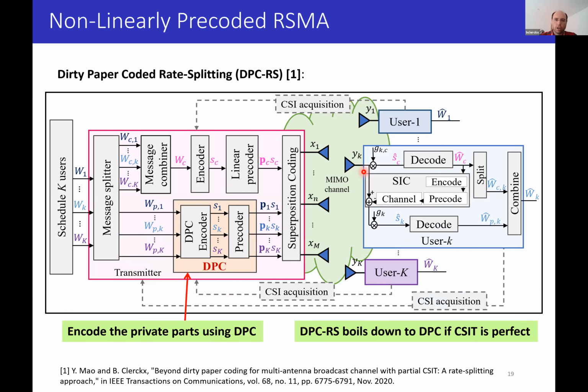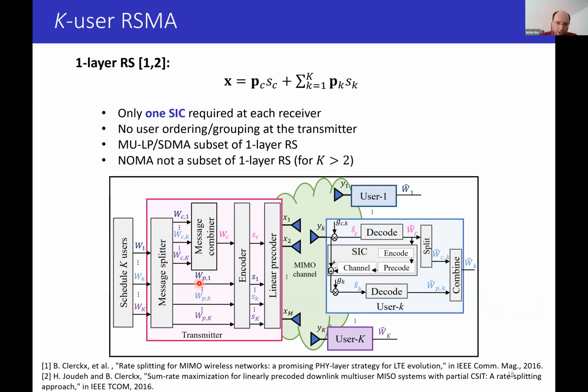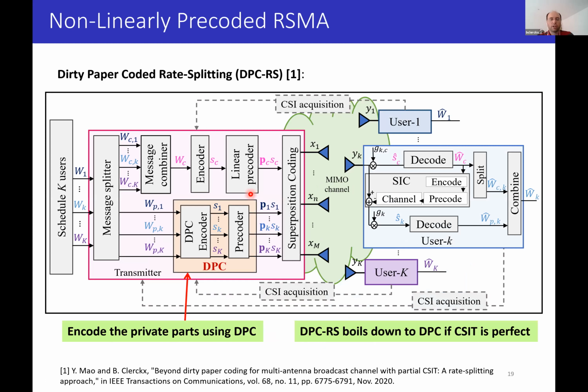Right. So the important thing here is that, aside from the rate splitting and the common stream, we had K private messages that are encoded independently into K private streams and then linearly precoded. What we could do here is some form of non-linear precoding instead of linear precoding. One strategy, which is called dirty paper coded rate splitting, is, instead of encoding those K private parts into independent K private streams and then linearly precoding them, to use dirty paper coding.